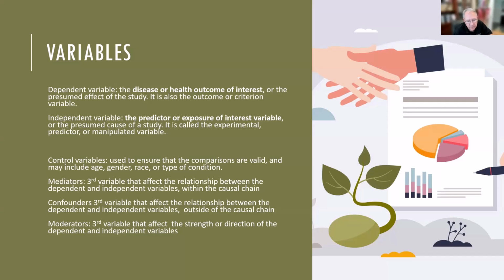You can have confounders, which are variables that affect the relationship between the variables. So for example, obesity confounds the relationship between smoking and heart disease, because there's a lot of very thin smokers that develop heart disease. So it confounds that relationship. If you control for smoking, then obesity becomes a much more robust predictor of heart disease. And a third kind here are moderators. Moderators are a third variable that affect either the strength or the direction of the dependent or independent variable.